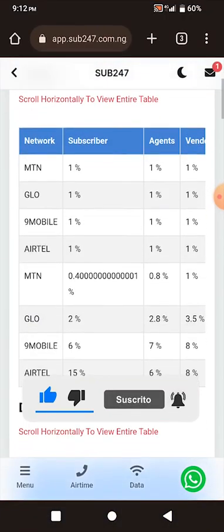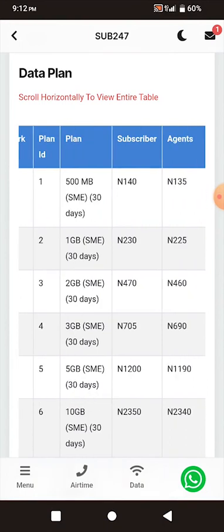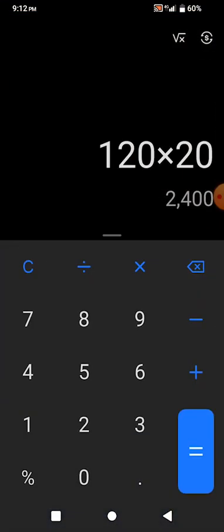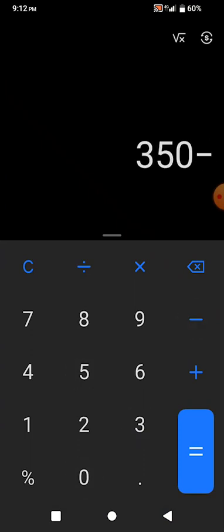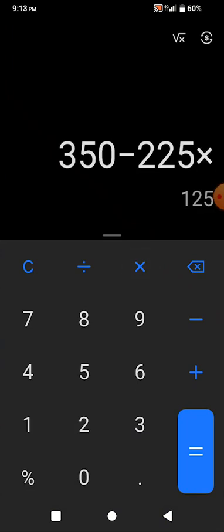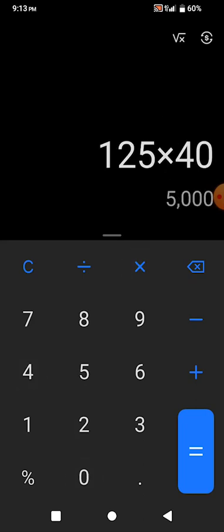Now let's scroll down and check. Now you see MTN SME 1 gig 230, and this is 225. That is agent. This agent means that if you pay money to upgrade, instead of buying at 230, you buy at 225. Now when you buy at 225 and resell at 350, let's check again. 350 minus 225 is 125 naira. Now multiply 125 times, let's say 40 gig in a day, that is around 5,000 naira pure profit.